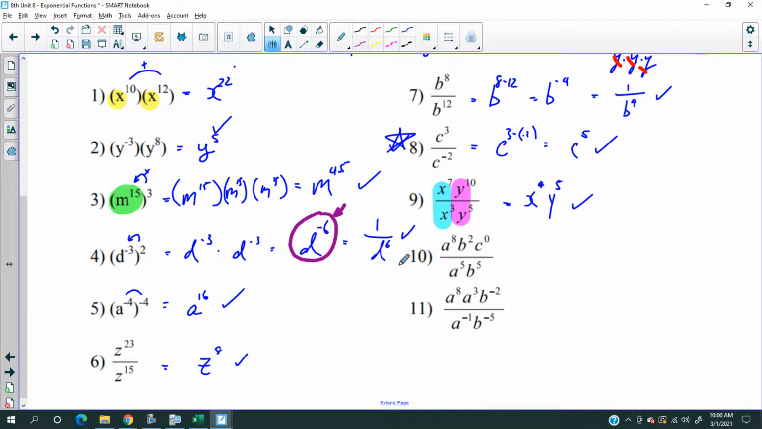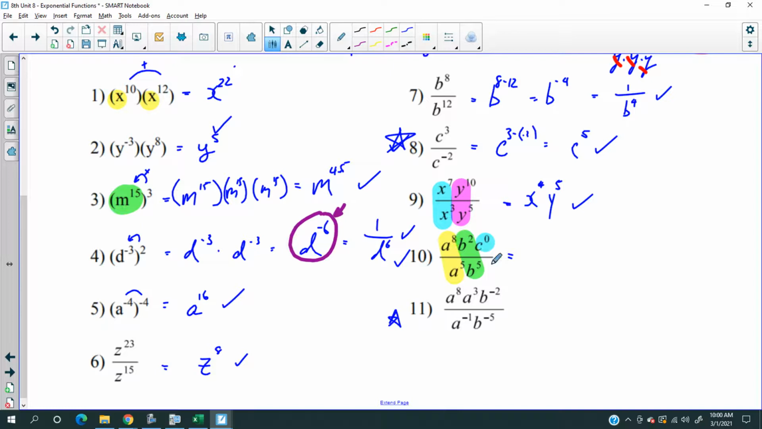Now, let's try 10, and then I'll let you try number 11 on your own. Okay, so let's go for 10. Now, 10, you gotta be careful, because now we got 3 different variables, okay? So we got a to the 8th, right, like this. I got the second thing going on here. And the third thing going on is the c to the 0 power. See that, right? See how I color-coded that for you?